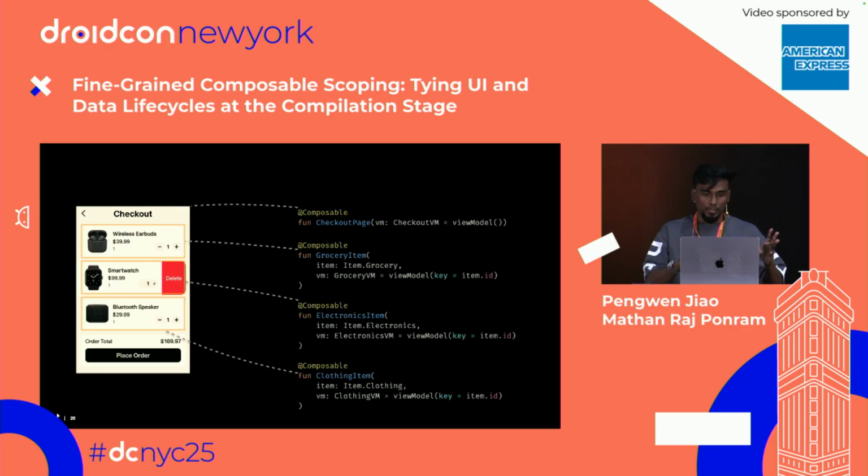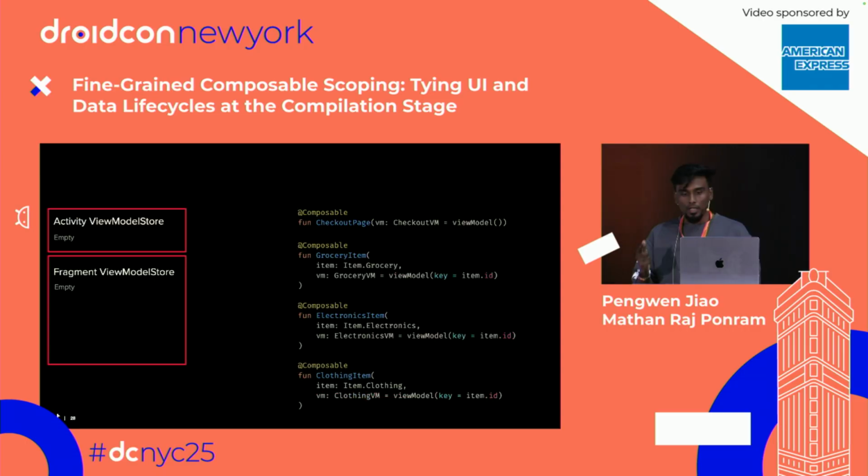Now, let's say this is how the composable structure looks. At the top, there's a checkout page, probably holding a checkout view model, and for each item, there are different composables, right? But each of the composables for the items probably has their own view models. Why? Probably because they hold a lot of state and information which they don't want to share or get from somewhere else. They want to keep it simple, so they keep it at item level, right?